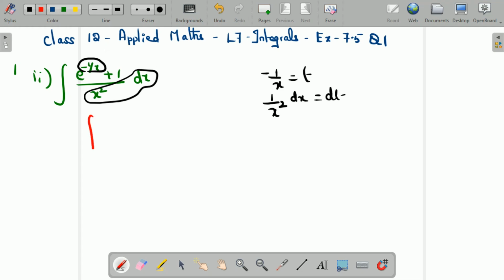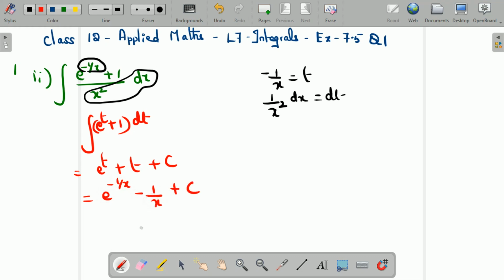So now let's make the changes. So this will be integral e power t plus 1 dt. Now let's integrate. So this will be e power t plus c. So e power minus 1 by x minus 1 by x plus c.